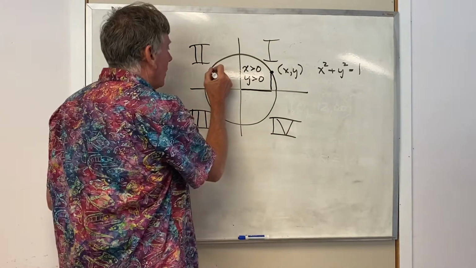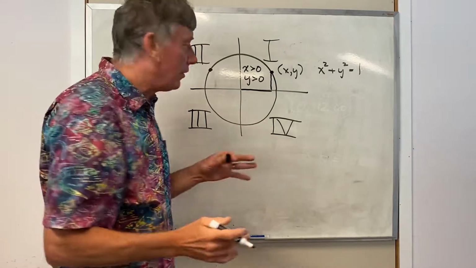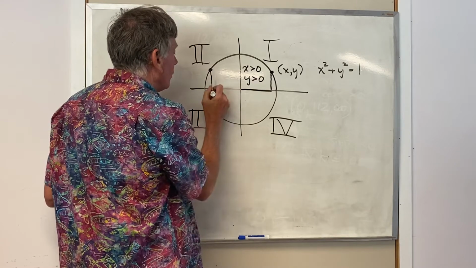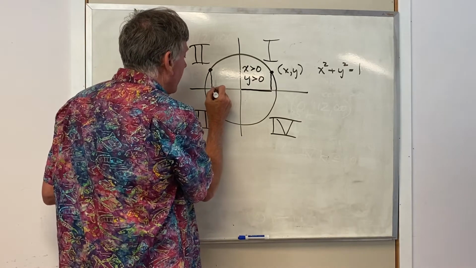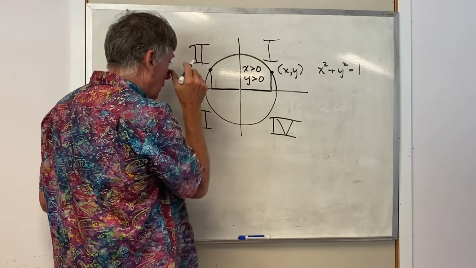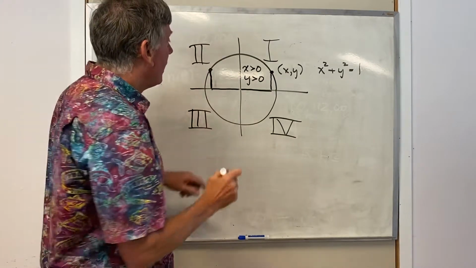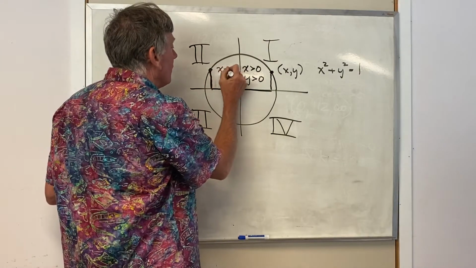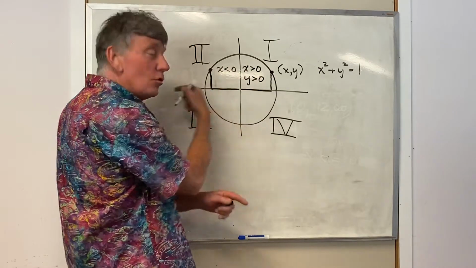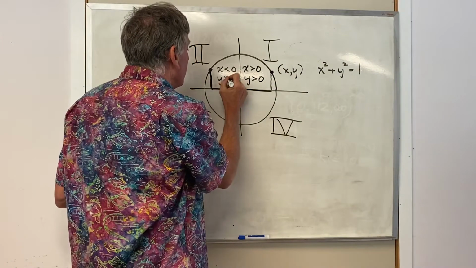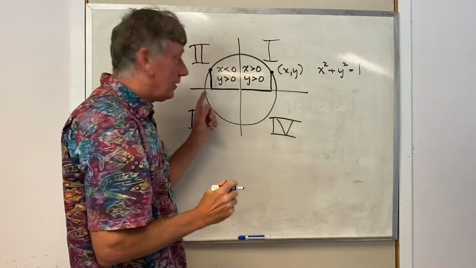Now let's talk about quadrant 2. Here's a point in quadrant 2, and here I'm drawing the line down. This is my x coordinate, this is my y coordinate. In this case, my x is less than 0. It's to the left of the origin. My y is bigger than 0. It goes up.